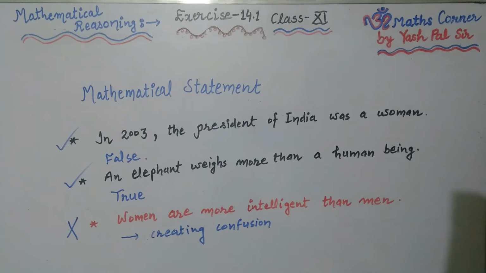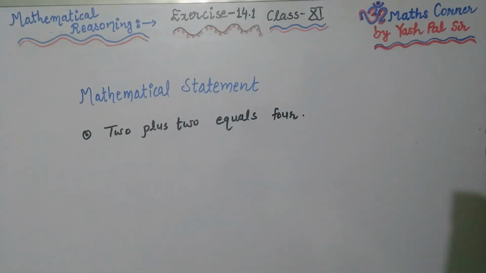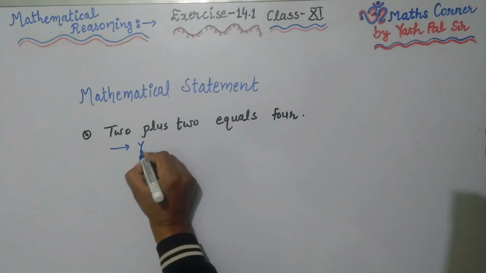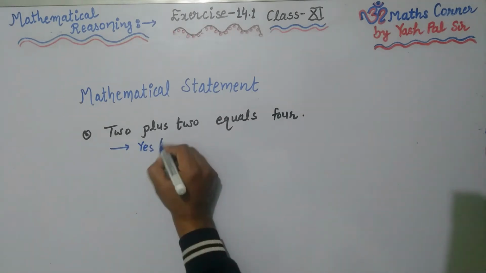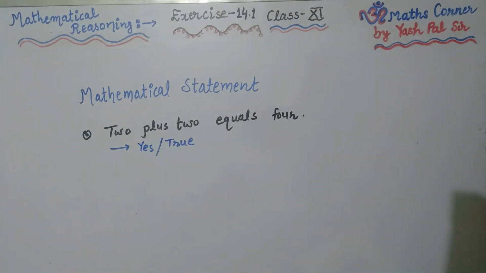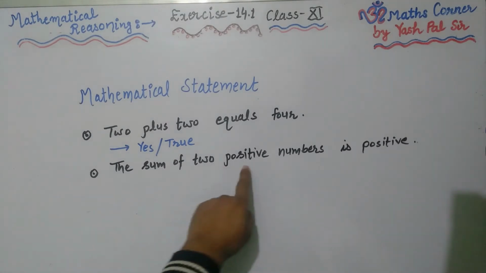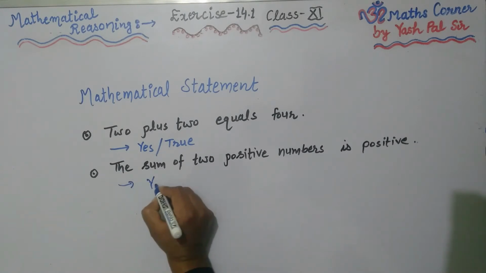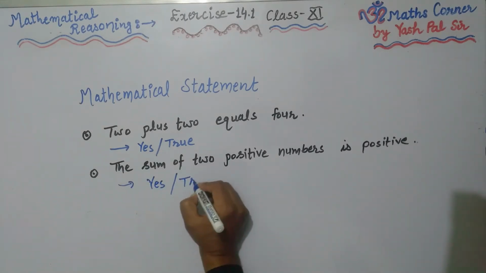Now consider a few more examples. The very first one is 2 plus 2 equals 4. What do you say about this statement? Immediately we can reply the answer is yes, or true. Now consider the next: the sum of two positive numbers is positive. Again immediately we can reply yes, this is true.